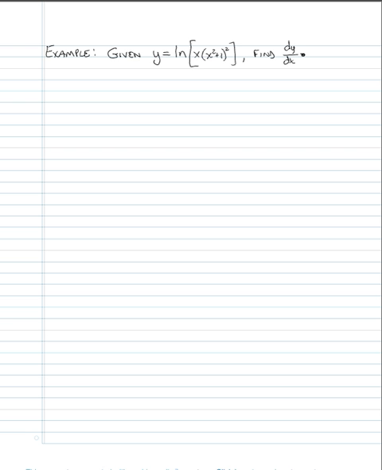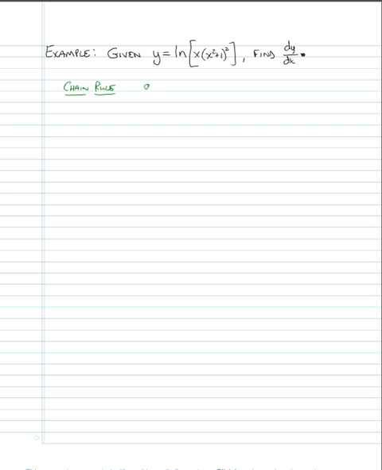Okay, we're given the function y is equal to the natural log of x times x squared plus 1, the quantity squared. And we're to find the derivative of y with respect to x. Now, if we just jump right into this, we use the chain rule version of finding derivatives of logarithms, because we're not taking just the natural log of x.